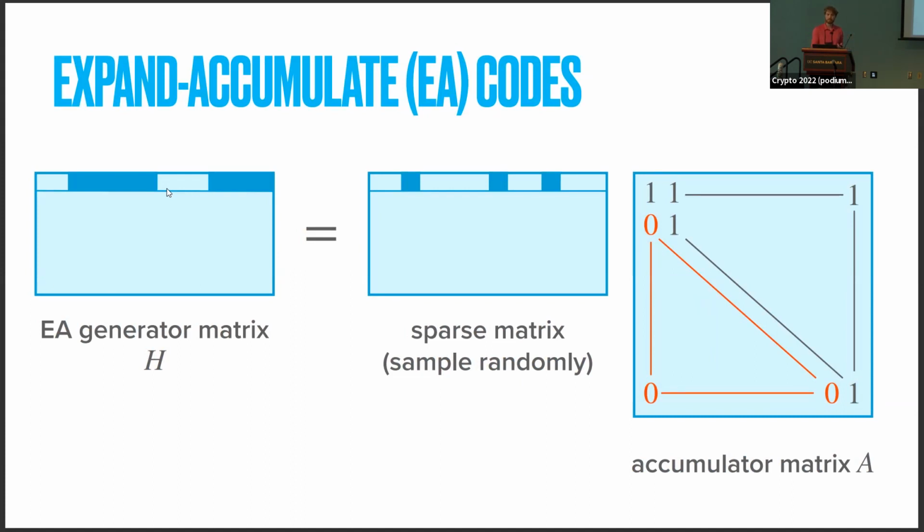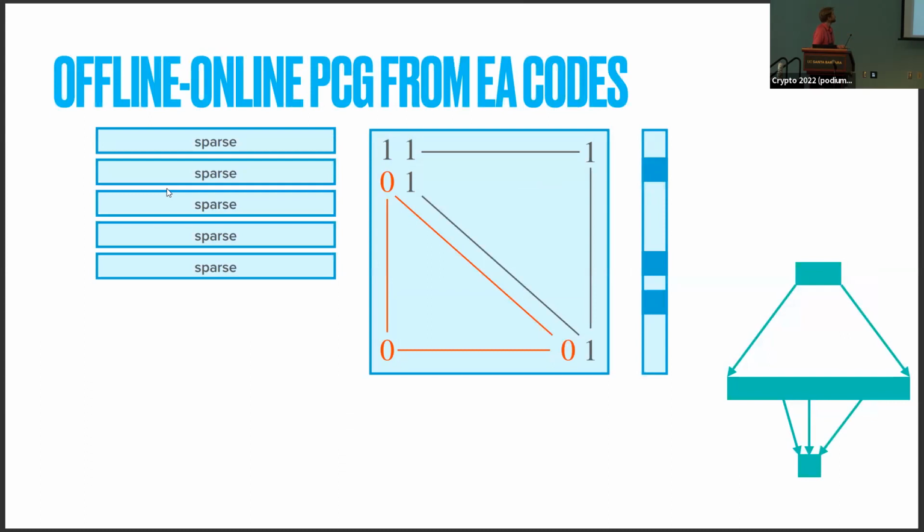Because essentially what this accumulator matrix is doing when you multiply a row by it is computing the prefix sum. The first coordinate is itself, the second coordinate is the sum of the first 2 things, the third coordinate is the sum of the first 3 things. All this I'm doing modulo 2 just for concreteness. Okay, so this is exactly how we can construct our offline online PCG from these codes.